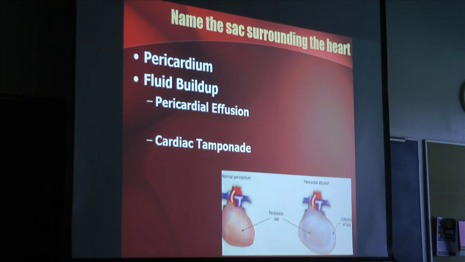So if that's the case, what do you think would happen to somebody's blood pressure if they have cardiac tamponade? It drops. It would drop. So if there's something squeezing the heart, it can't fill as well. And then when it contracts, there's not as much blood to push out. So the cardiac tamponade is going to be decreased blood pressure.